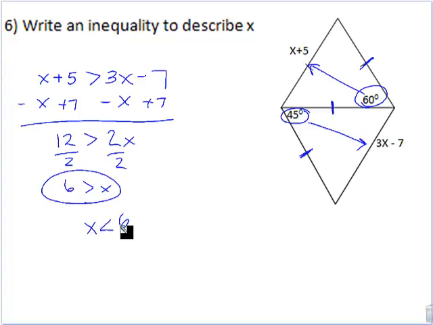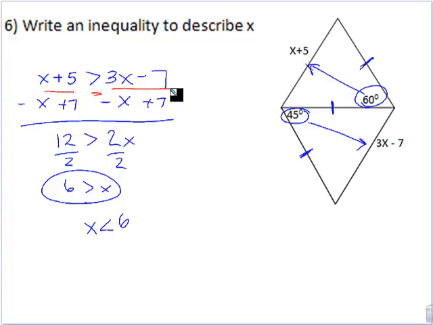Now, here we have side measures. Can side measures be negative? No, they cannot. So we need to also make these greater than 0. But we don't need to make both of them greater than 0, because they already have a relationship. We know x plus 5 is already greater than 3x minus 7. So which side here would be the smaller side no matter what?